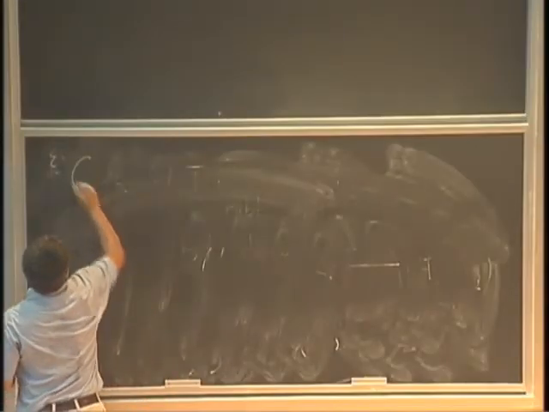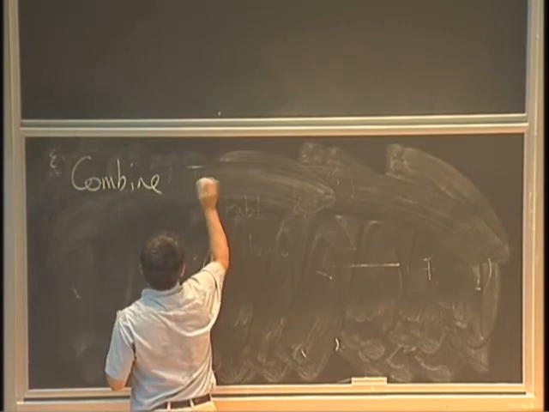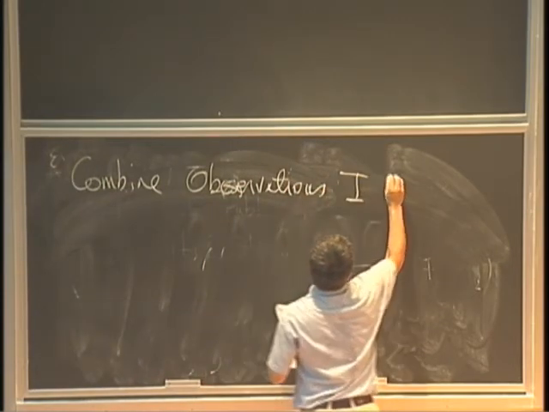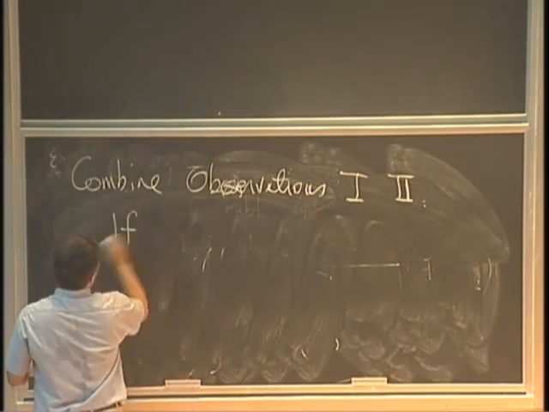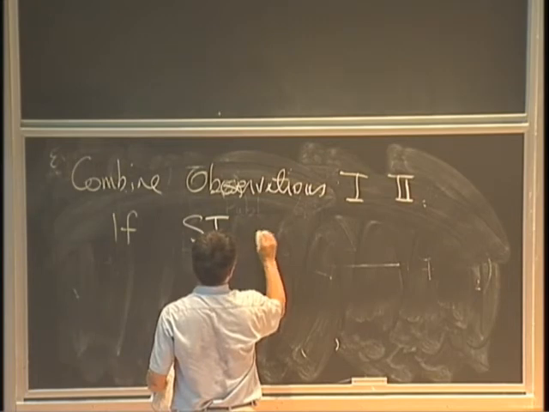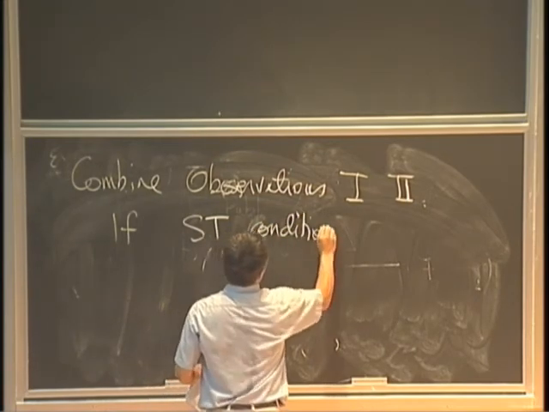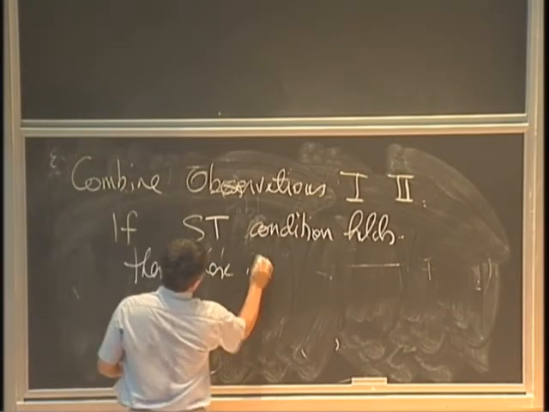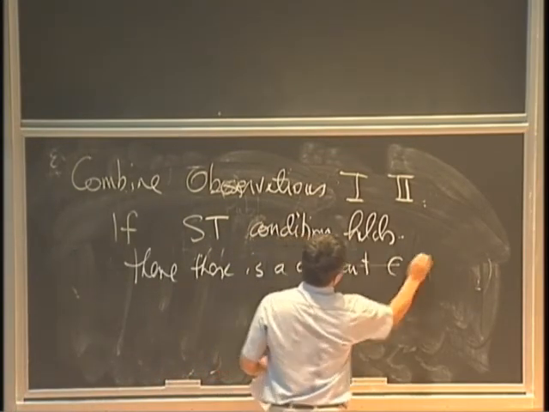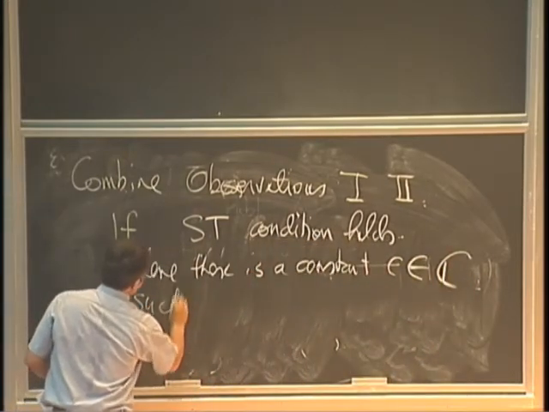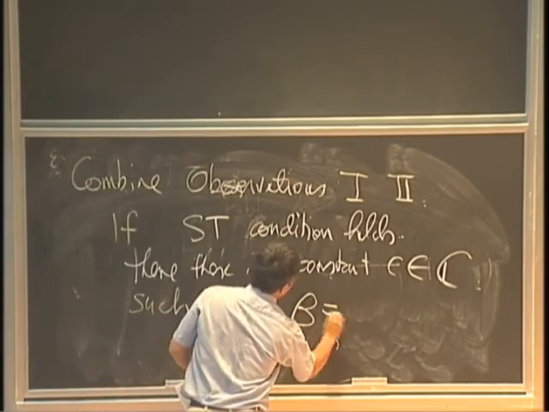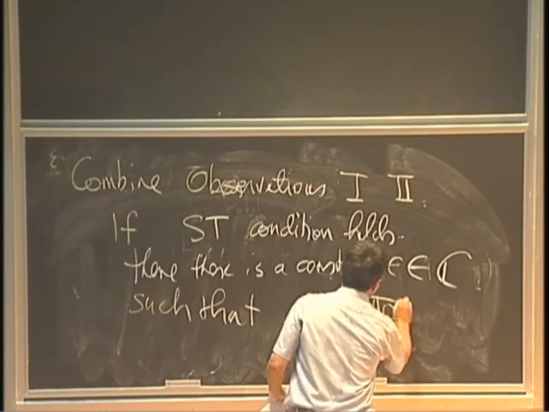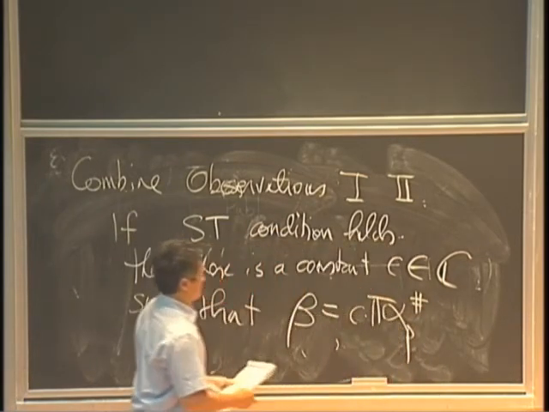We combine two observations, 1 and 2. We get that if the Saito-Tunnell condition holds, then there is a constant C inside the complex numbers such that beta equals C times alpha. Okay, maybe I took the product of alpha_p, which would have a, right?